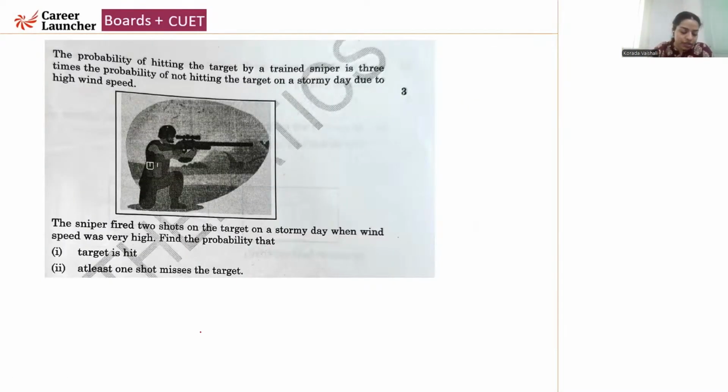Question number 31 is basically based on probability, in which the probability of getting hit by a trained sniper is 3 times. So it means if I write P is equal to 3Q, we are assuming P to be the probability of success and Q to be that of failure. And again, the sum of all the probabilities is equal to 1. So what value will come here? If you calculate, the value of Q will be 1/4, and the value of P will be 1 minus 1/4, which is 3/4.